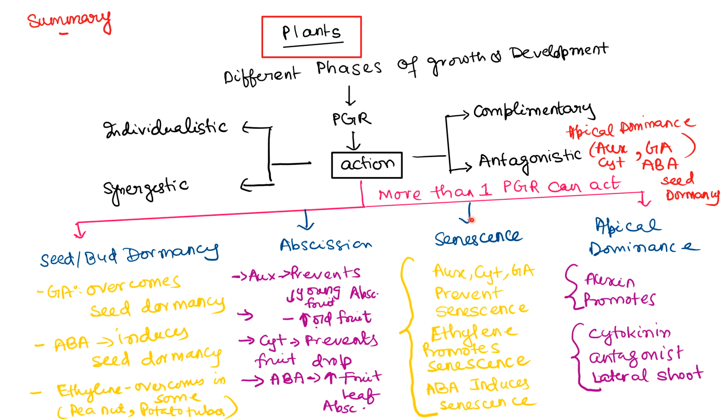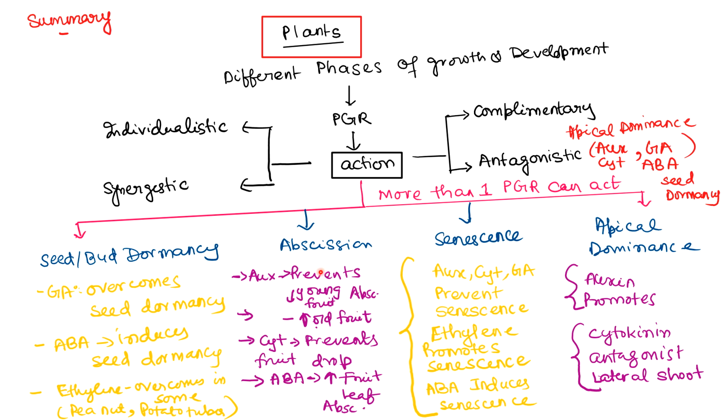So let's see the common traits which are found in plants. If you see seed and bud dormancy, we know that gibberellic acid helps us to overcome seed dormancy, and abscisic acid induces seed dormancy. So both are antagonistic to each other. Ethylene is also seen to overcome dormancy in some plants, peanut and potato tubers. But mainly gibberellic acid and abscisic acid, both are antagonistic to each other.